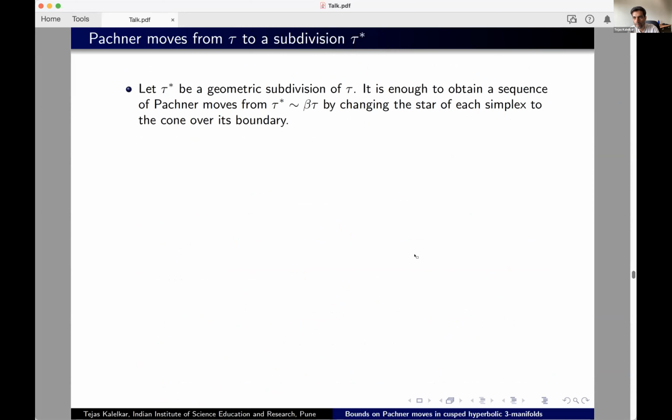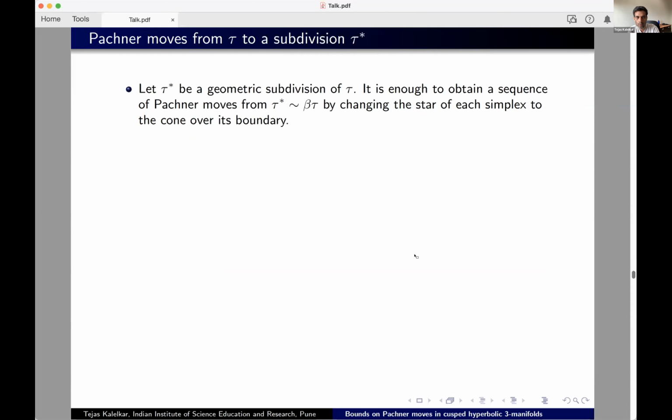And we know the number of simplexes in tau star. That's what we've just done. And of course, we know the number of simplexes in tau, which is given to us. So we have tau, we have a subdivision of tau, and we know the number of simplexes both in tau and in tau star. So it is enough to obtain a sequence of Pachner moves from this subdivision tau star to tau by changing the star of each simplex to a cone over its boundary. The star of a simplex A is just the union of all simplexes which contain A.